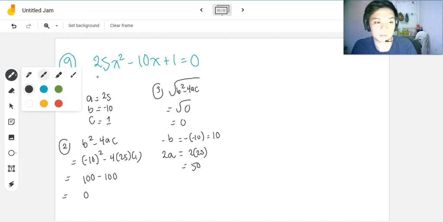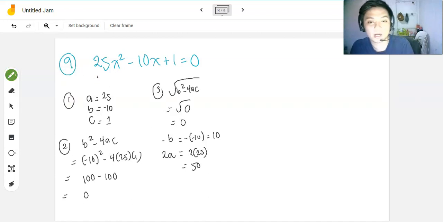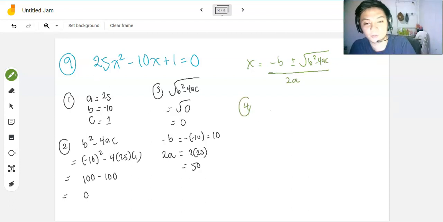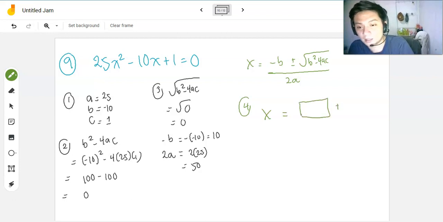Mag-plug in lang tayo. Pero syempre, bago yun, sige, sulat ko muna yung ating formula nga na quadratic formula. X equals negative of b plus or minus square root of the discriminant b squared minus 4ac all over 2a. Kaya nga pagdating sa step 4, drawing na natin yung mukha natin. Kasi we just have to plug in 3 values.